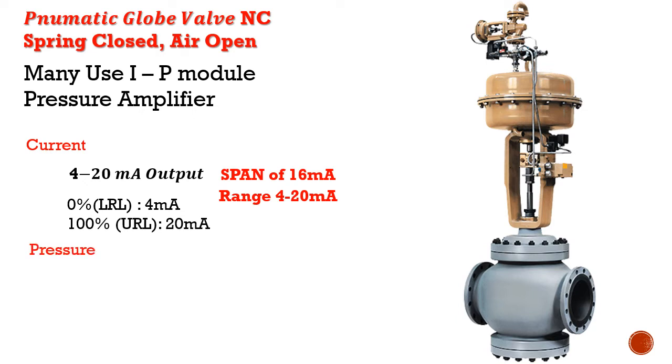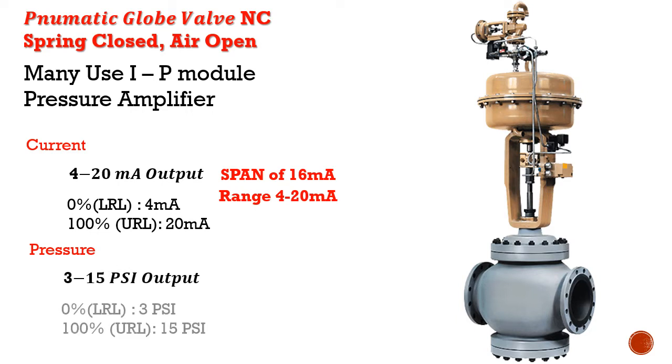A standard set of pressure parameters is 3 to 15 psi. So that gives us a lower range limit of 3 psi, where anything that is 3 psi or less is considered off, or 0%. And anything at 15 psi or greater is our upper range limit, which means we're at 100%. So that gives us a span of 12 psi falling in a range between 3 and 15.